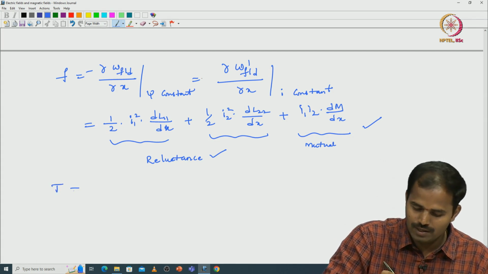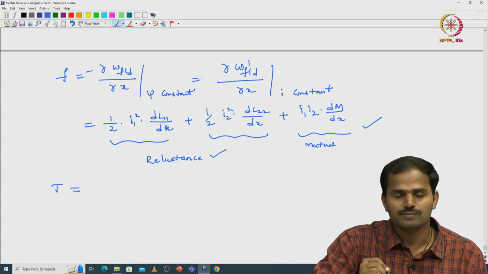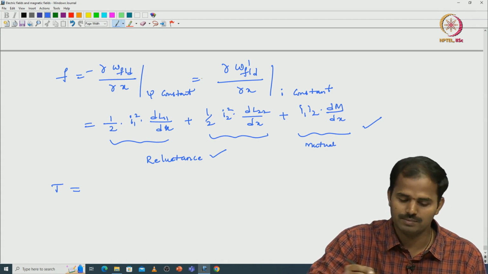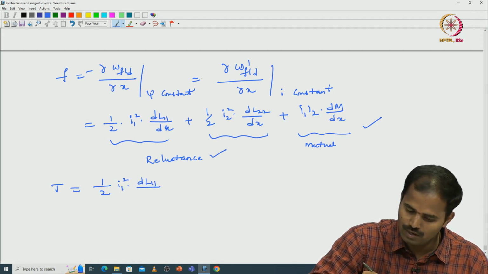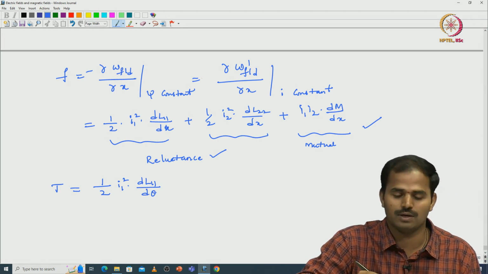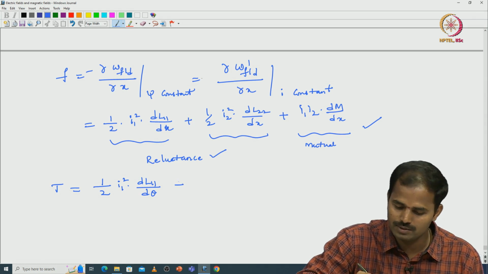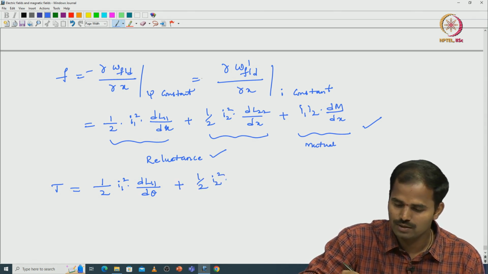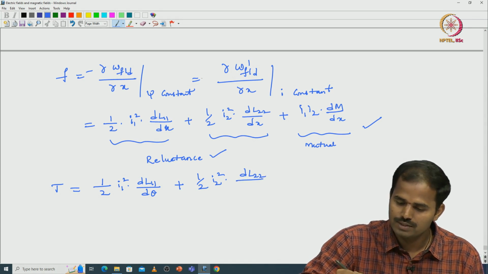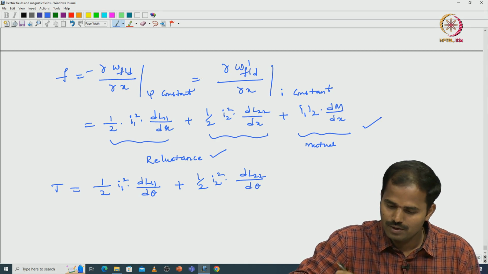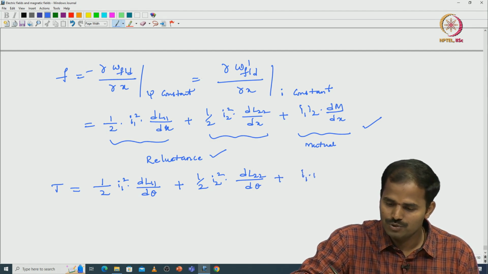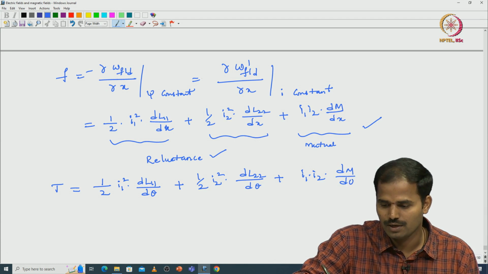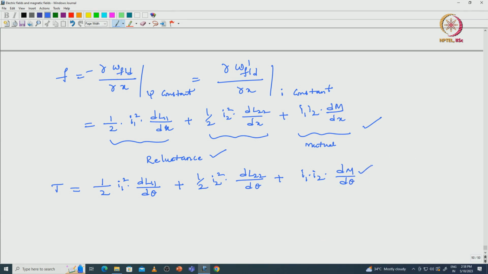Okay. And if we find the torque equation in terms of angular displacement for rotating systems, then the torque equation is half I1 square dL11 divided by d theta, that is the change in self inductance with respect to the angular displacement, plus half I2 square times the change in self inductance of the rotating body over the angular displacement d theta, plus the mutual inductance term dM by d theta, that is how the mutual inductance varies with respect to the angular displacement. So, this is the final torque equation.